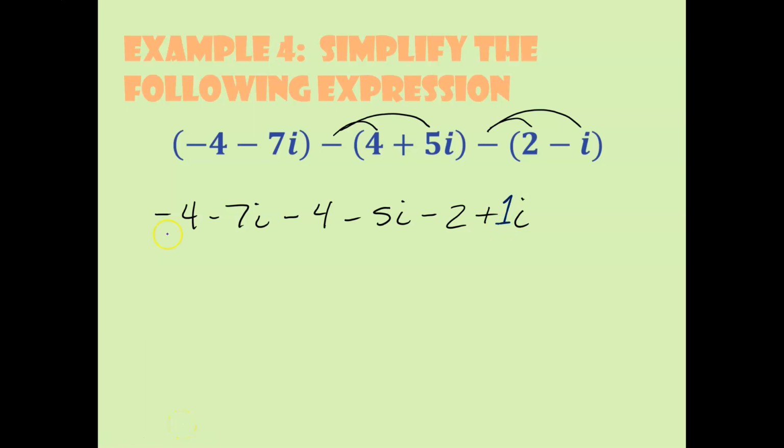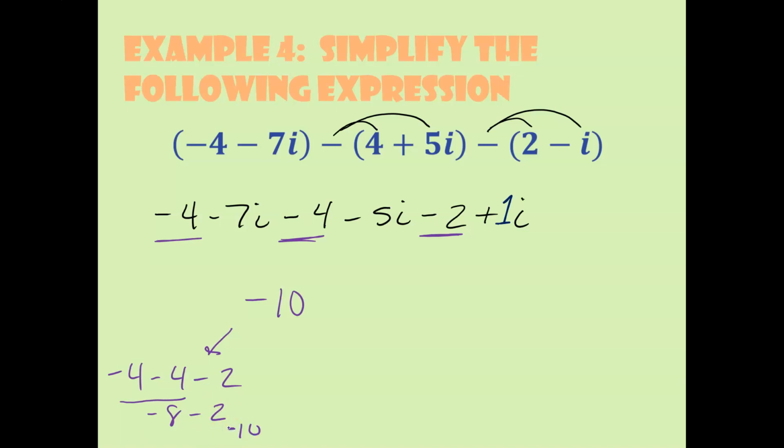So we're going to get all our reals. So negative 4 and negative 4 is negative 8. Then negative 8 and negative 2 will be negative 10. So how I got that 10 is I brought all my reals down. Negative 4, negative 4, negative 2. Negative 4 and negative 4 is negative 8. Bring down that 2. Negative 8 and negative 2 is what gave me the negative 10.